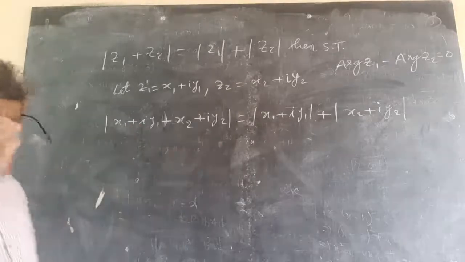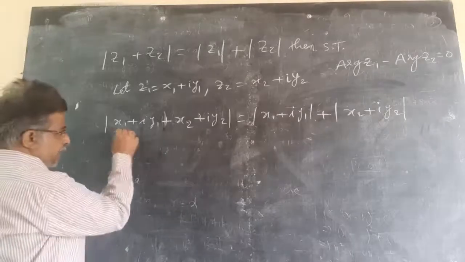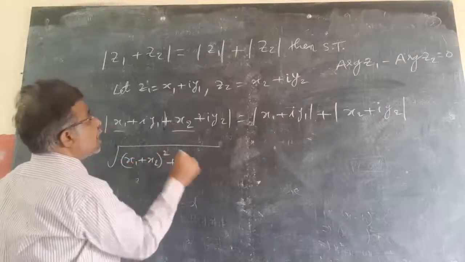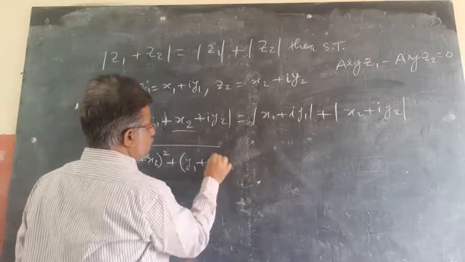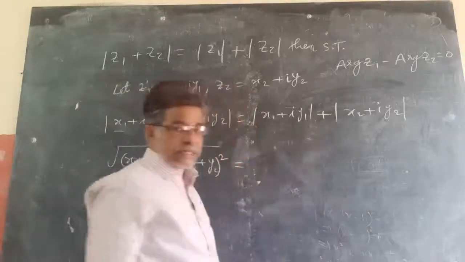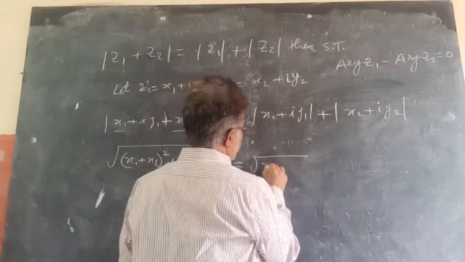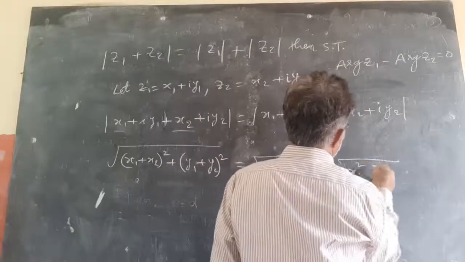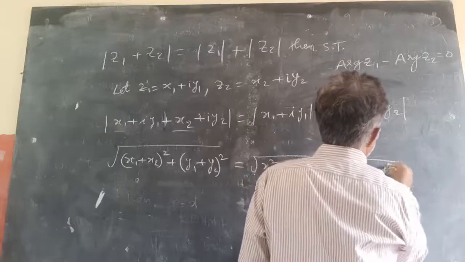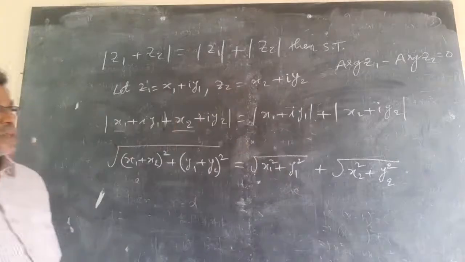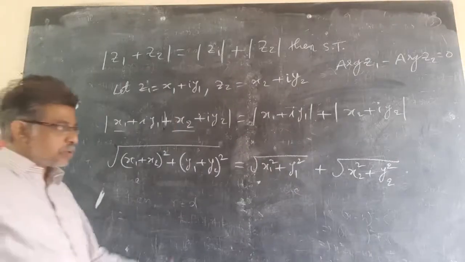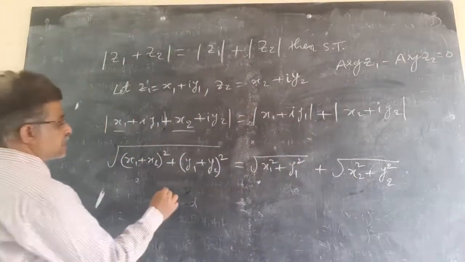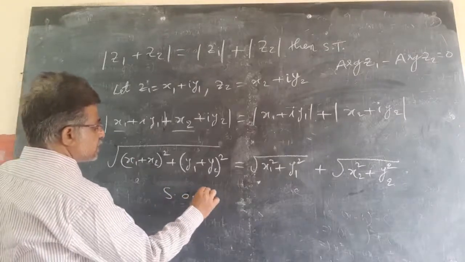Modulus means square root. So the real part here is x1 plus x2, so root of x1 plus x2 whole square plus imaginary part y1 plus y2 whole square, equal to root of x1 square plus y1 square plus root of x2 square plus y2 square. So now squaring on both sides.